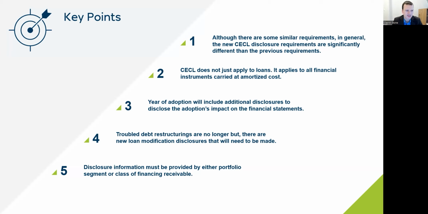Now, the class of financing receivable, real simply, tends to be looked at as a further disaggregation of your portfolio segments. So, if you so elect, you can further disaggregate those portfolio segments. In practice, we don't typically see that, but it is allowable under US GAAP.